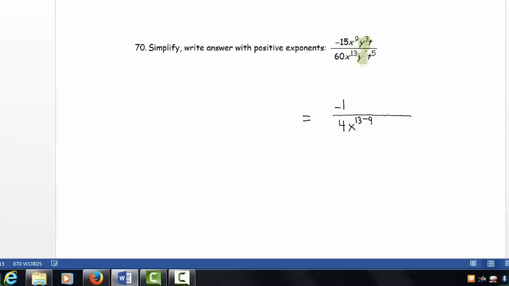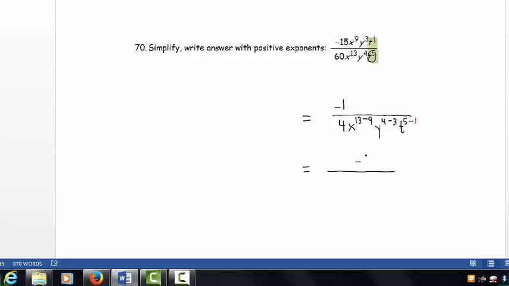Y to the third divided by y to the fourth. Again, we will subtract 4 minus 3. Since we're beginning with the y to the fourth, we put our answer in the denominator as well. T divided by t to the fifth. We will take the exponent 5 minus the exponent 1. Since we're beginning with the factor in the denominator, subtracting 5 minus 1, put our answer in the denominator, t to the 5 minus 1.